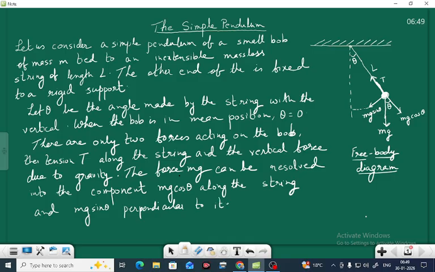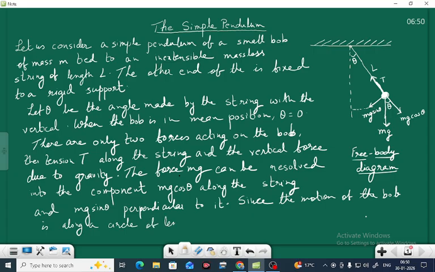Since the motion of the bob is along a circle of length L, and center at the support point, the bob has a radial acceleration.